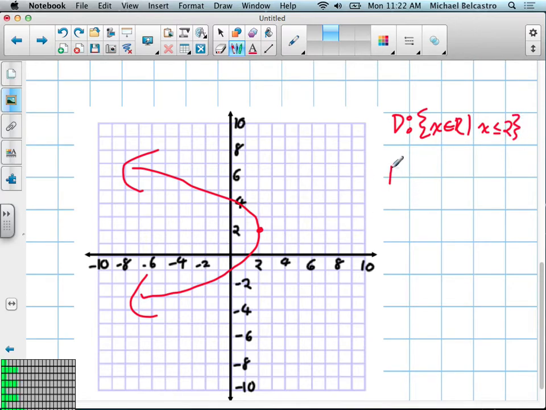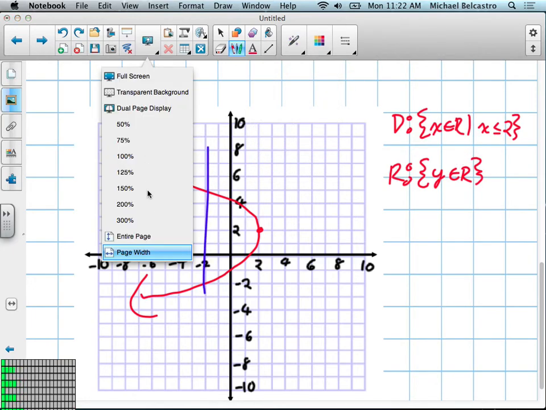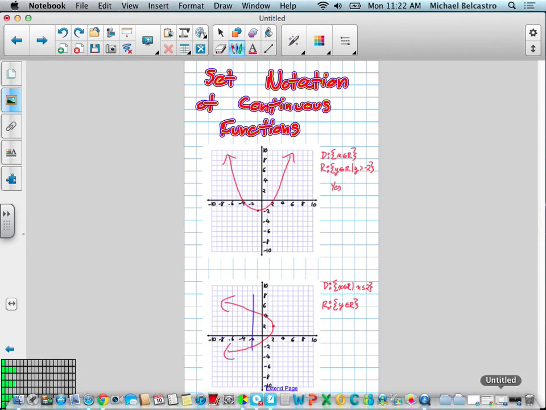Our range in this one is what? It's infinite. So our range is every real number. And is this a function? No. When I draw a vertical line test, it does not work. It hits 2 different points.